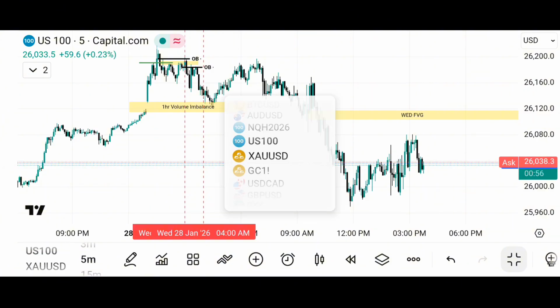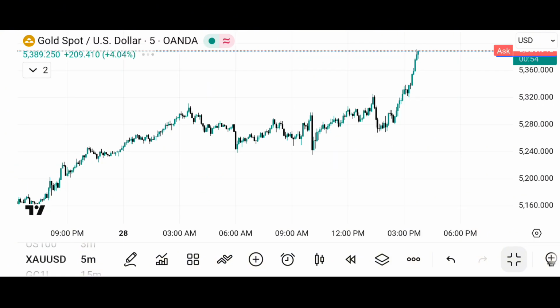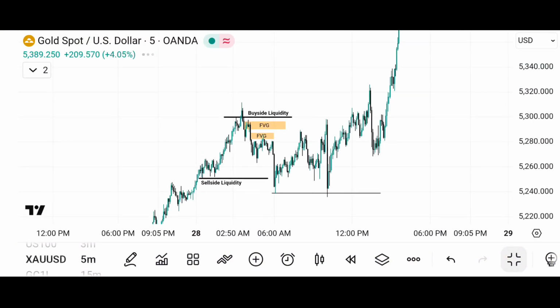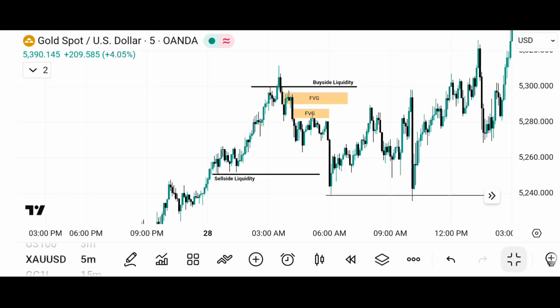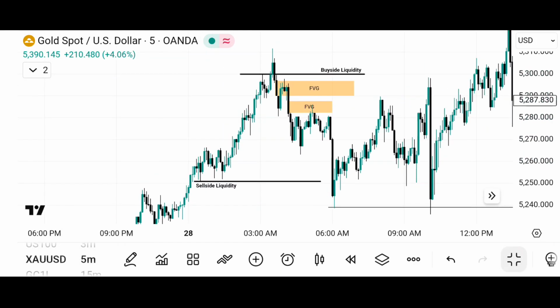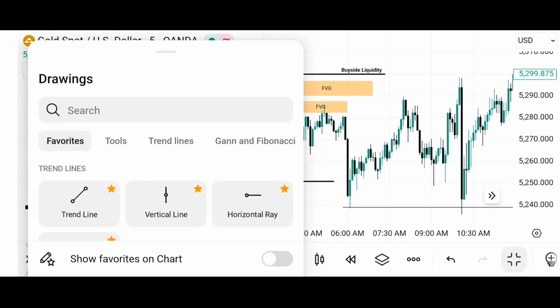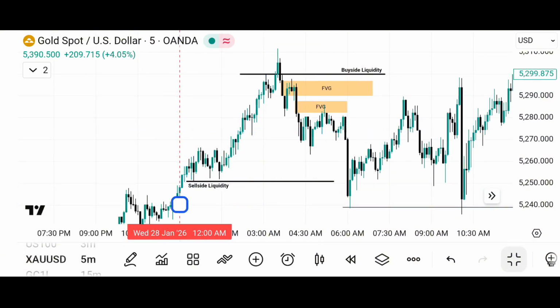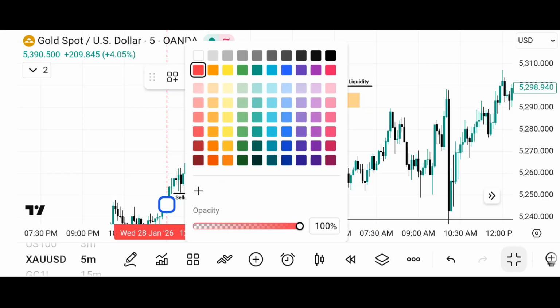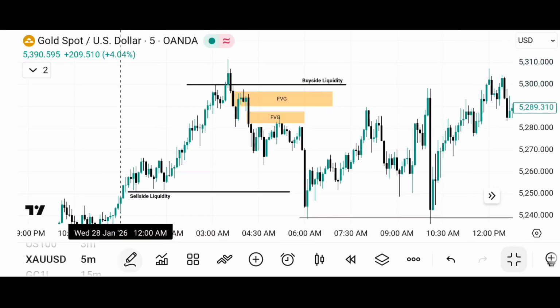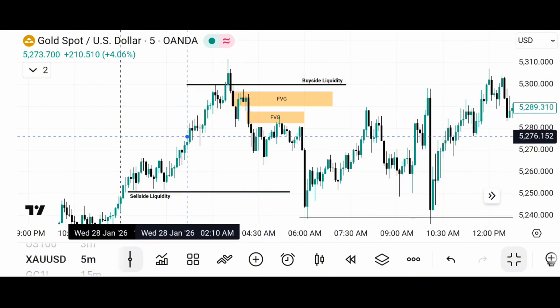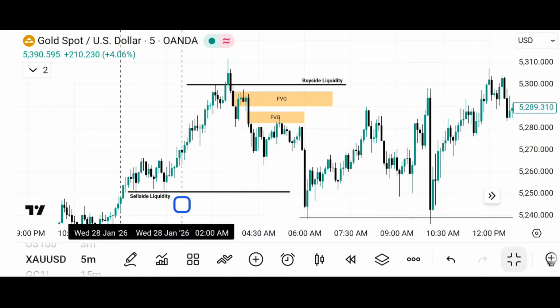Now switching to gold. This is gold, and you can see I already mapped out everything that was played out during the London session. So let's bring out the kill zone for the London session.